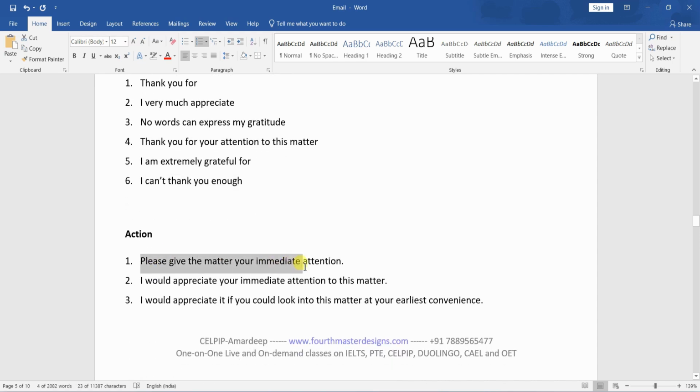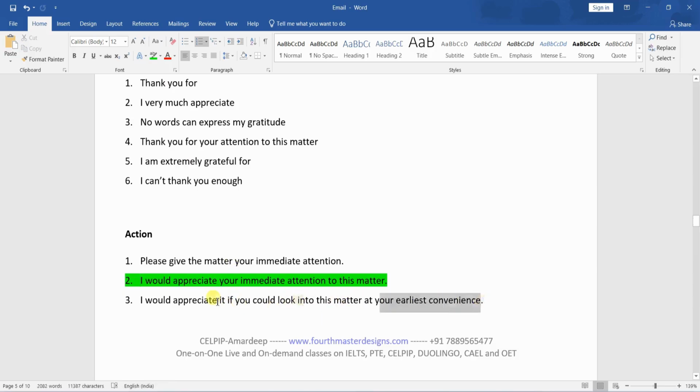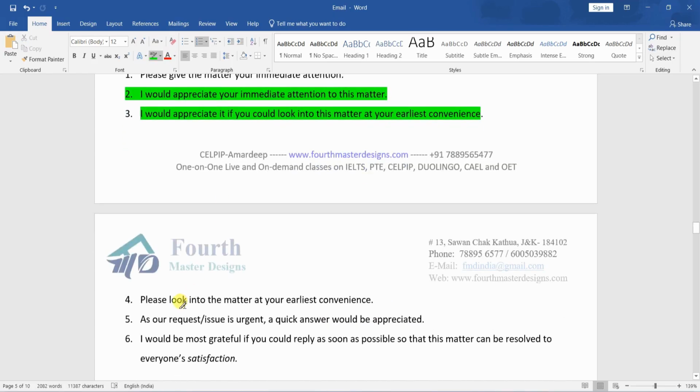Action. "Please give the matter your immediate attention." I don't use it. "I would appreciate your immediate attention." This one I use. So I will highlight whatever I usually use. "I would appreciate it if you could look into this at your earliest." This is also simple, I use it. "Please look into the matter." Very common one, you can use it.